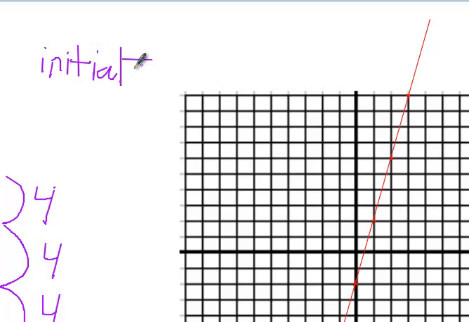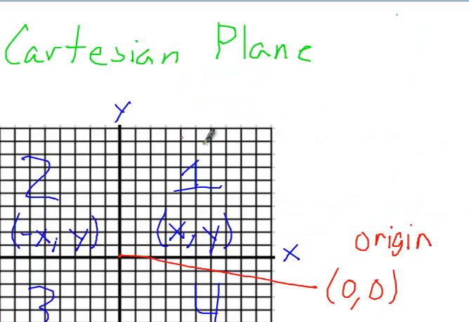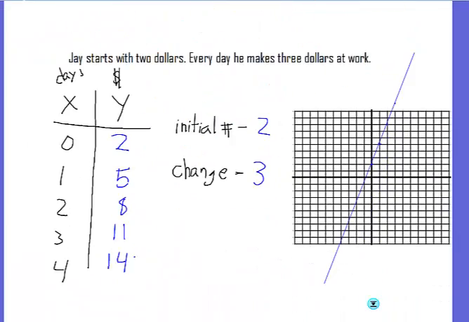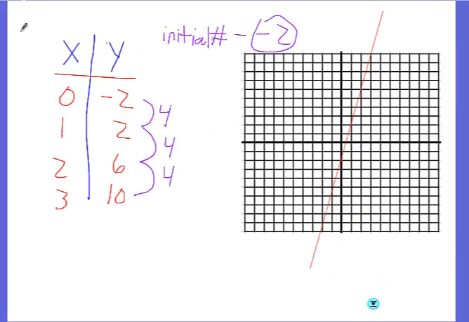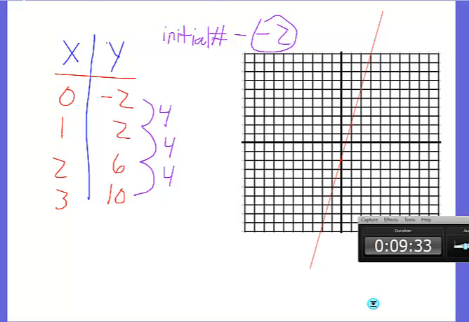So, for instance, if we go back to Jay's example, at 0 days, he had $2. So the initial is where X is 0 and Y is 2. Okay. So really, when we talk about an initial value, we're really talking about when X is equal to 0, which is, as we're going to learn in later sections, a very, very important piece of data for graphing lines.